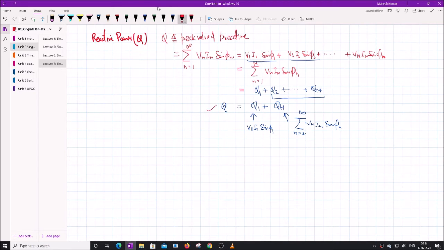The next definition that we will define is the apparent power S. Now apparent power S is basically the product of the RMS values of the voltage and current. So if we find the apparent power, it is defined by S, the product of V into I, which means basically V RMS into I RMS.